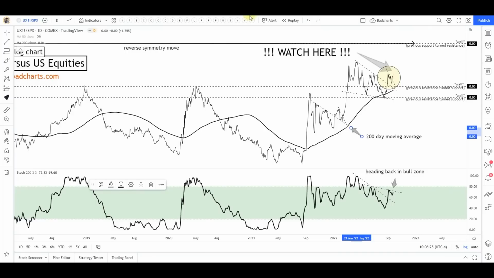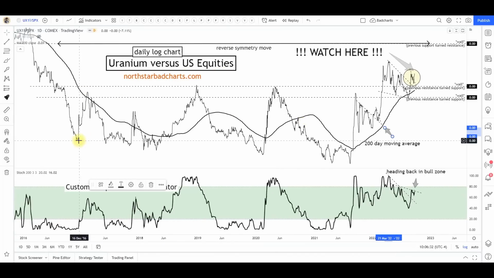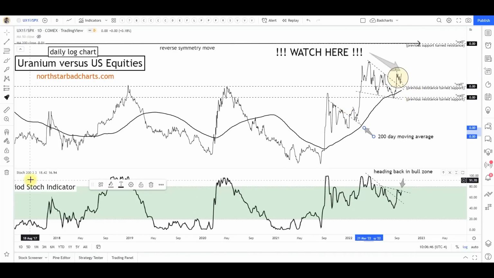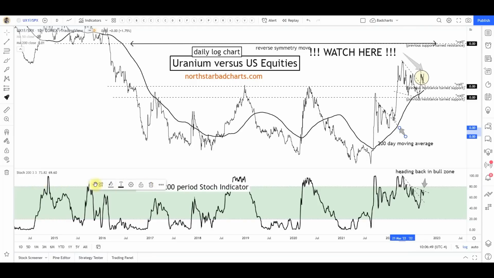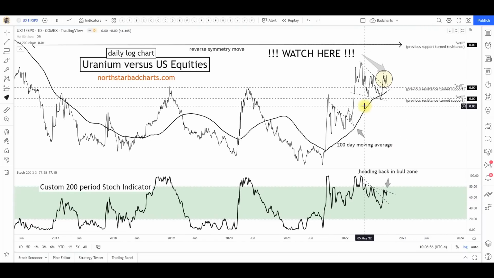Look at this one, man. This is the uranium divided by SPX on the daily chart. Huge base, or pretty good base from 2016. So uranium waking up, consolidation, flag above a flag, wedge, breaking out, flag, wedge, breaking out on the daily. And here is my 200 period stock indicator breaking out also, trying to make a move back in the bull zone. This is a 200-day moving average, bouncing up.